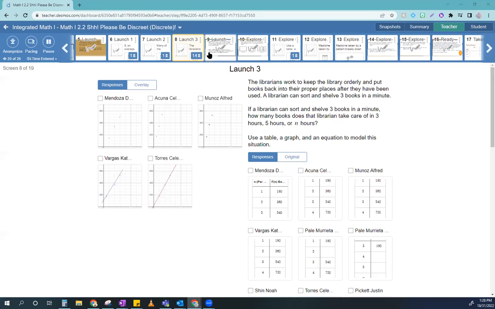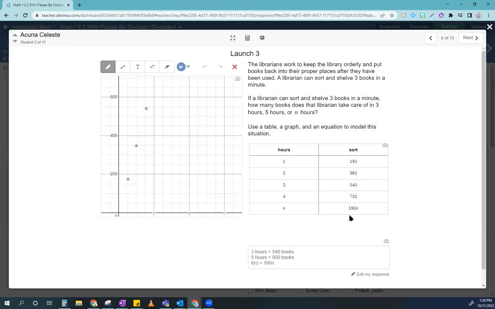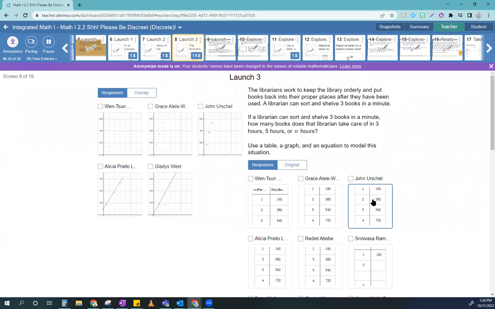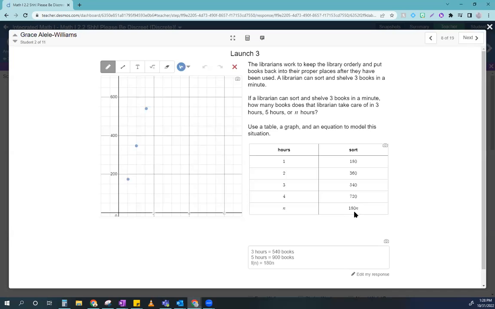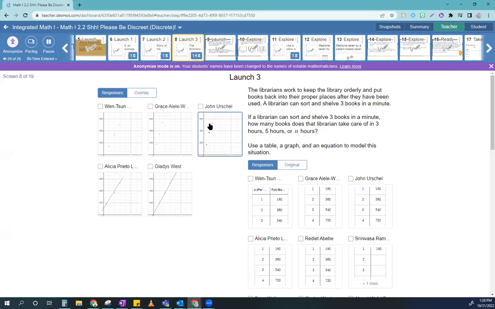Okay, so for this one, we're considering the context that a librarian is shelving books at 3 books per minute, and you all had this conversation and decided that because she's shelving 3 books a minute, that means she's shelving 180 books per hour, right? So then that's 360 for 2 hours and so on. And then some people came up with this fancy expression. That's correct.